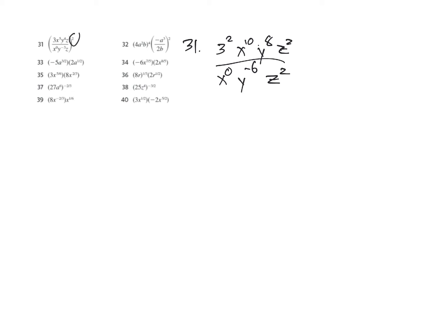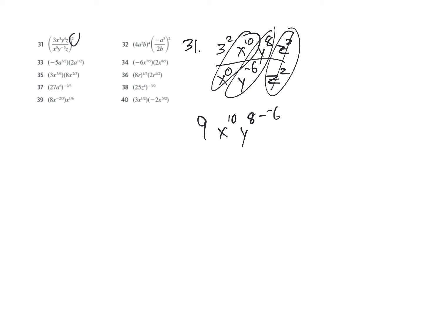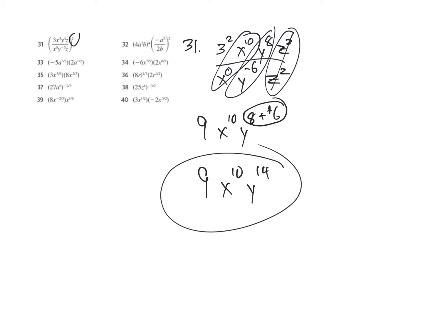Alright, now simplify. 3 squared is 9. And put your like bases together. X to the 0 is just 1. So x to the 10th is still on top. Negative 6 and y to the 8th. So put your base in the numerator. Take the top numerator minus the bottom numerator. And z squared over z squared is 1. So all we have to do at this point is figure that out. 9x to the 10th, y to the 14th power. Number 32.